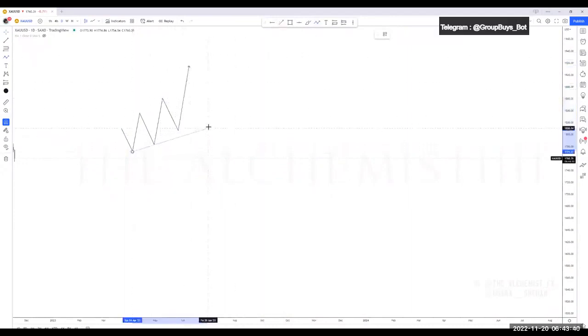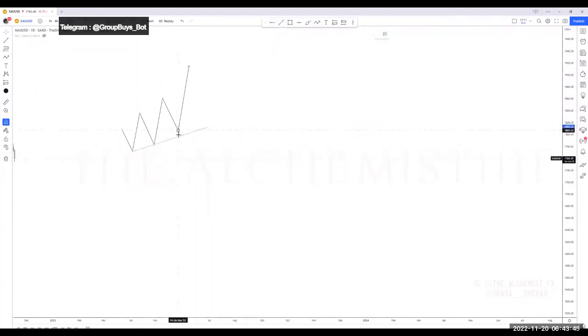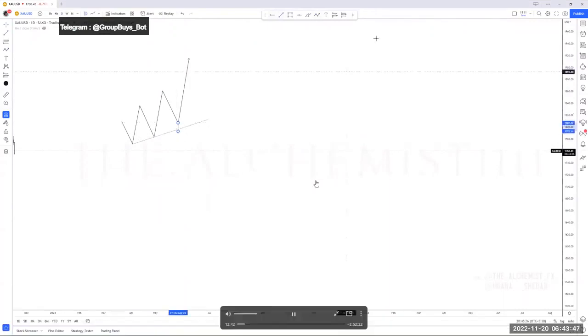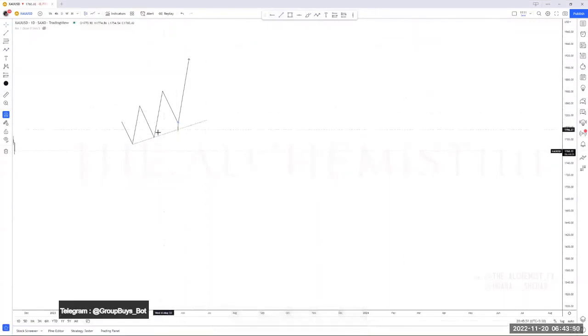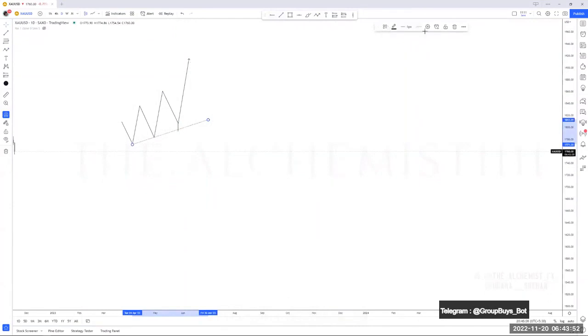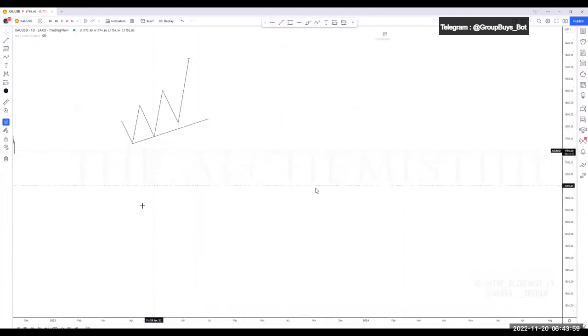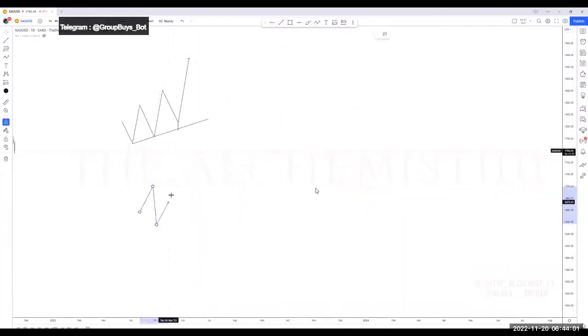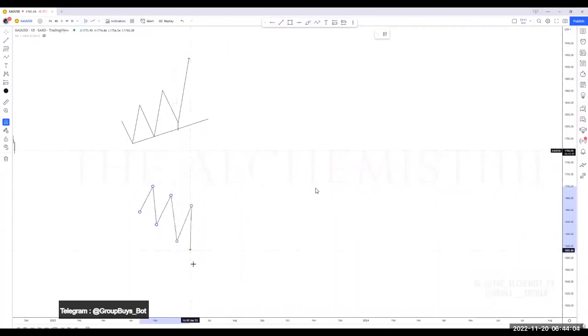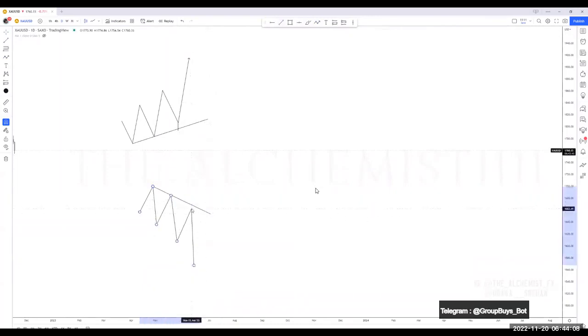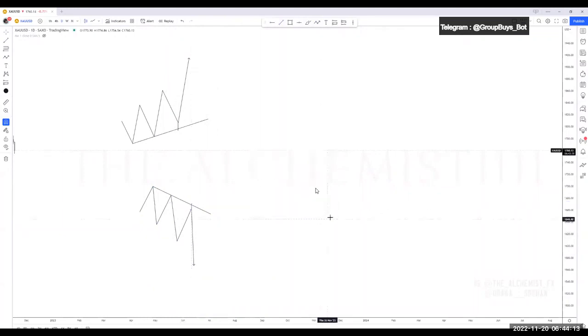Let's say this will be the first type of trend line, very easy, like this. First touch, second touch, and the third touch will be our entry point. We call this an outer trend line. And the same thing the opposite way will be the second one: first touch, second touch, and the third touch will be our entry.